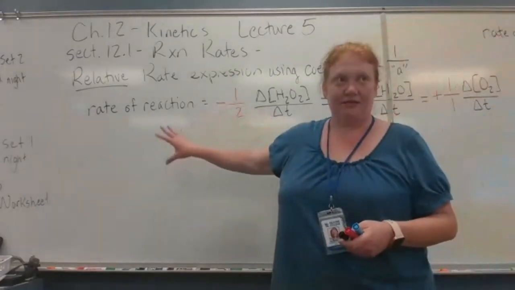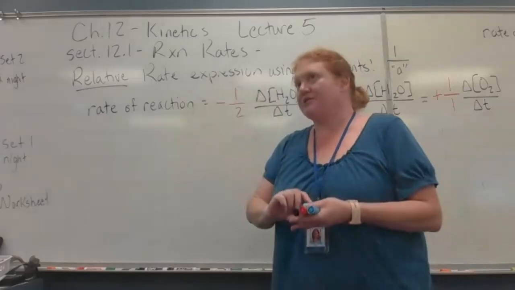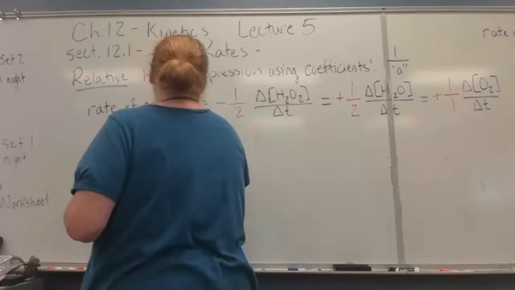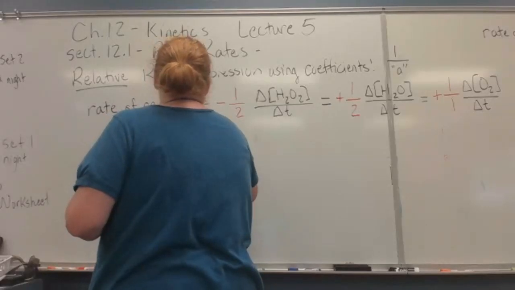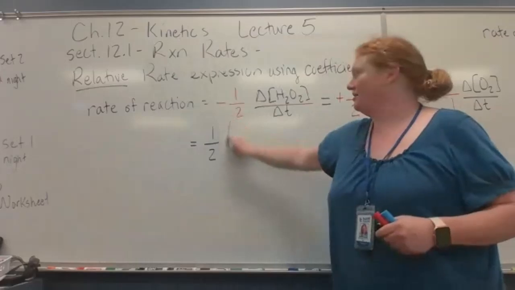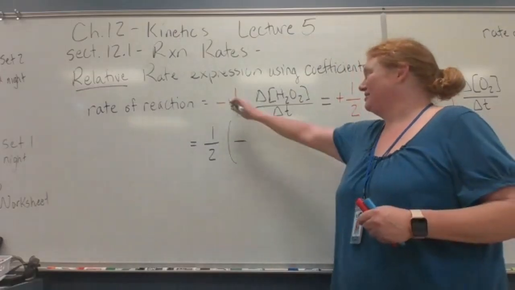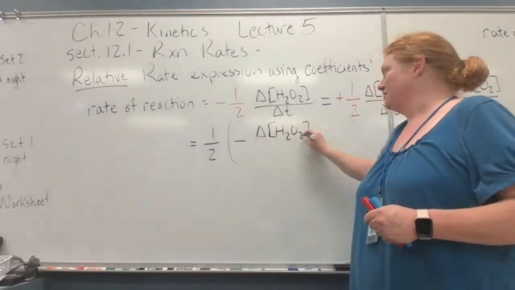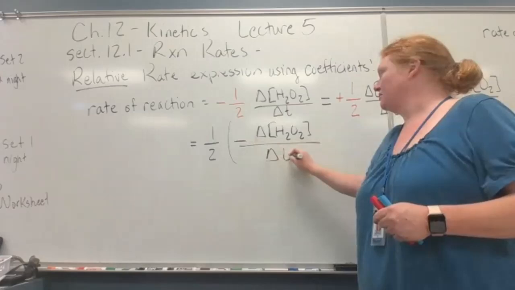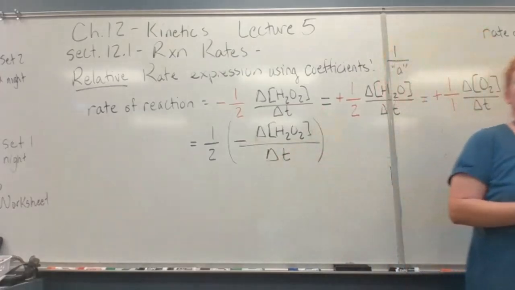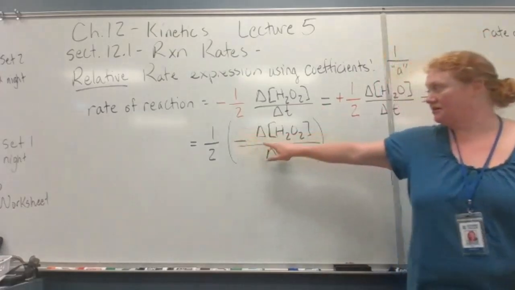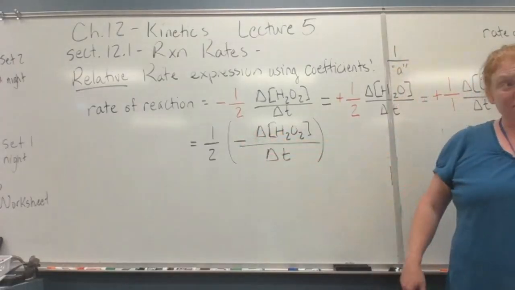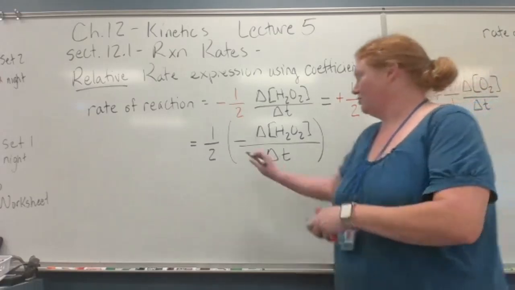So I actually prefer to rewrite this relative expression this way. This is the way I prefer to do it, because to me, I can see it better if I, in parentheses, put the negative, because what did I teach you guys? This negative change in concentration divided by change in time is the what? What is this?